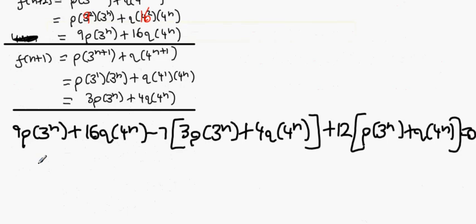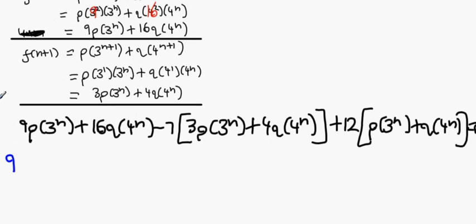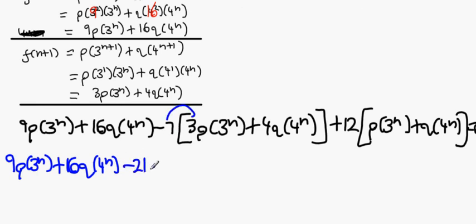So what we're going to get is this exact same thing here. We're going to get 9p 3 to the n plus 16q 4 to the n. Now we're going to multiply this in, and we're going to get minus 21p 3 to the n. Remember, you only have to multiply them once. We can't multiply by the 3 to the power n yet because we don't know what it is. Then it's minus 7 times 4 is going to be minus 28q 4 to the n.